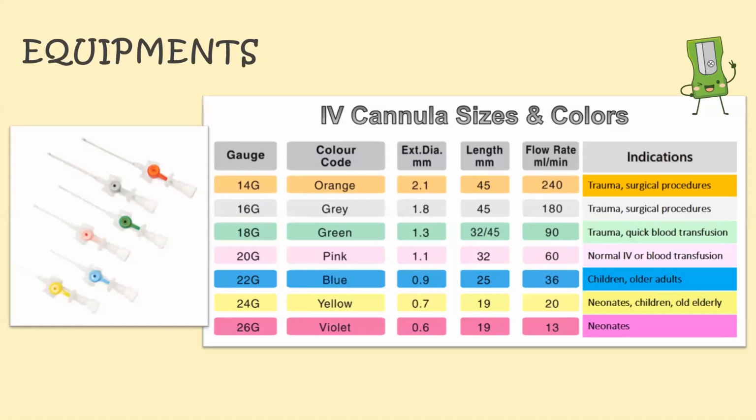Next. Okay, so this is the IV cannula size and color. As you can see, there are several colors. So for children, we usually use 22 gauge, which is blue in color. And for neonates, you can use 24 or 26 gauge. The important thing to know is that IV needles are sized by the gauge, and the smaller the gauge number, the bigger the needle will be. So that's why we use 22 gauge and above for the children and also the neonates.